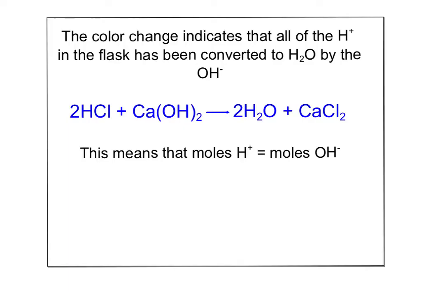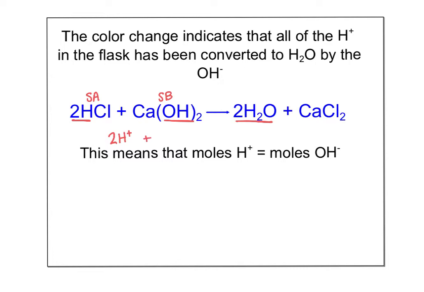Number 6. Okay, so the color change in this titration was telling us that all of the H plus in the flask was converted to water by the hydroxide from the calcium hydroxide. So if you think about what we know now, HCl is a strong acid, Ca(OH)2 is a strong base. If I break this apart and just care about the things I care about for strong acid, strong base, I'm going to skip the full ion equation.